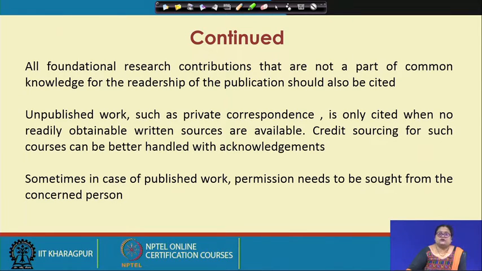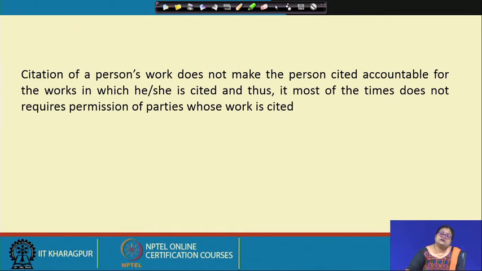Sometimes, in case of published work, permission needs to be sought from the concerned person. This part is very important to understand. If we are citing somebody's work, sometimes permission is required. Citation of a person's work does not make the person cited accountable for the work in which he is cited, and thus most of the time it does not require permission of the parties whose work is cited. Because there is no accountability of the cited person for the present work, in most cases permission is not required.